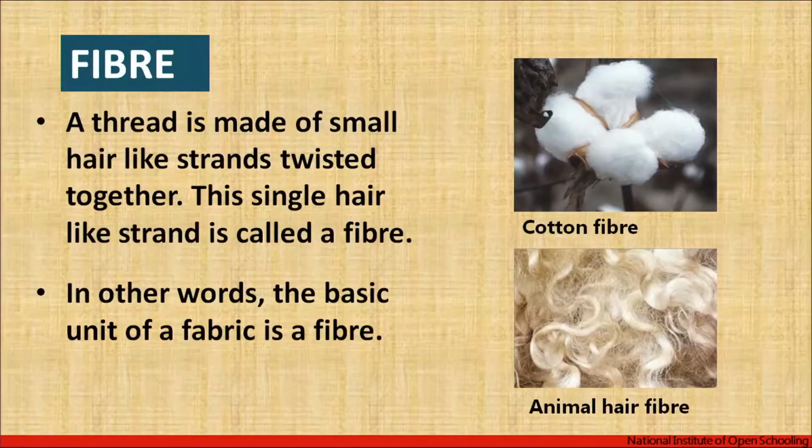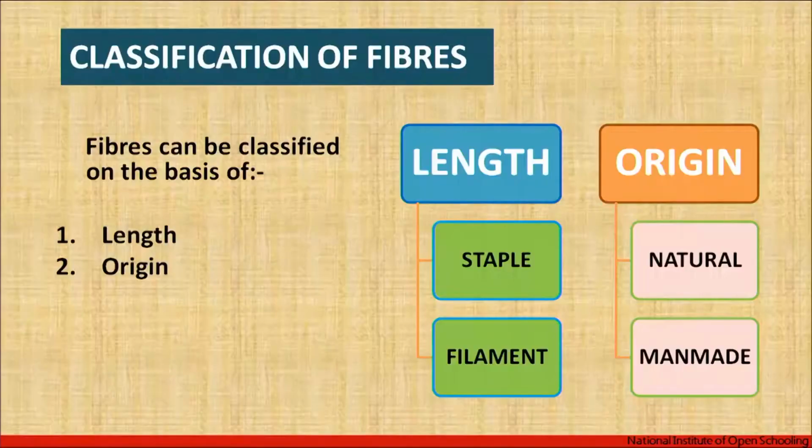A fiber is a thread made up of small hair-like strands twisted together. This hair-like strand is called a fiber. Fiber is the basic unit of any fabric, we can say. Next is the classification of fibers. Fibers are broadly classified under two categories: one on the basis of their length and the other on the basis of origin.